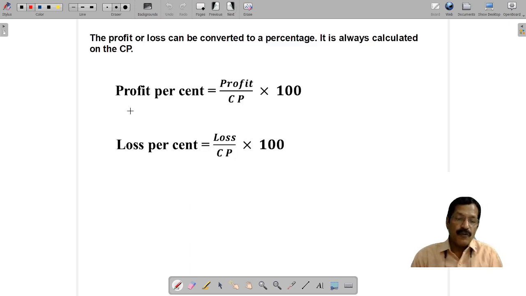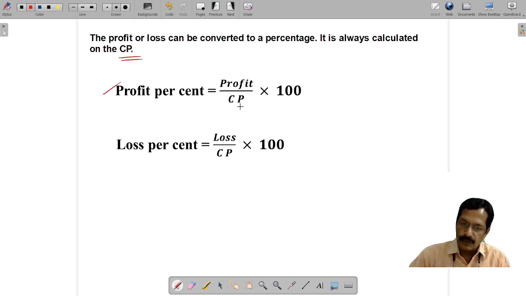Children, this profit and loss can be converted to a percentage also. It is always calculated on cost price. So cost price is important when we are calculating the percentage of profit and loss. What is profit percentage? Profit percentage is equal to profit divided by cost price into 100. Loss percentage is equal to loss by cost price into 100. These two are important formulas. You have to remember these two formulas.